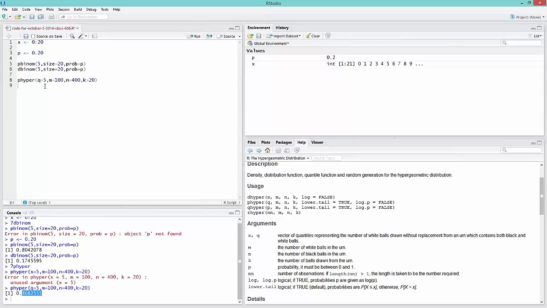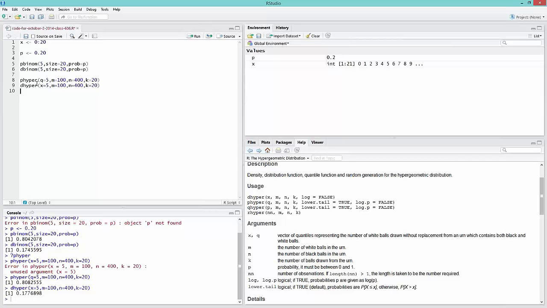So very small difference. And again, I can do the density for exactly 5, and that's the one that needs x. And we get 17.77%. So the numbers are very close, which is why if you have less than 1/10 of the total sample size, you can get away with binomial.